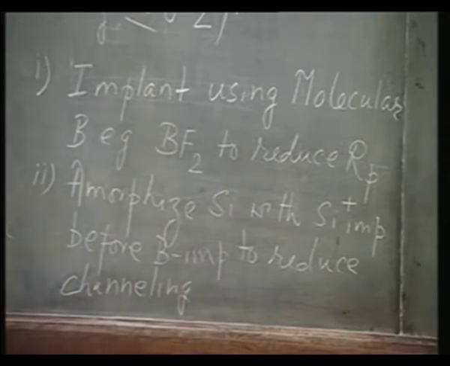Amorphize silicon with silicon implantation before boron implantation in order to reduce channeling, right.